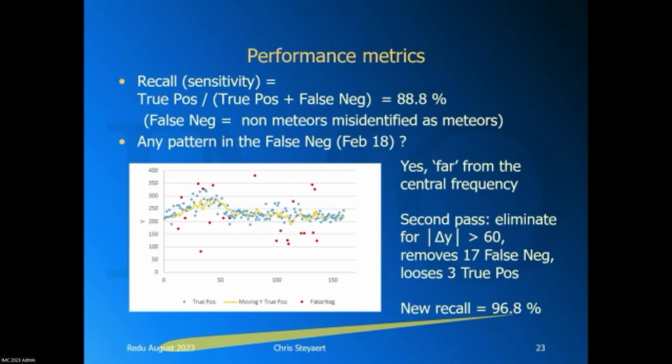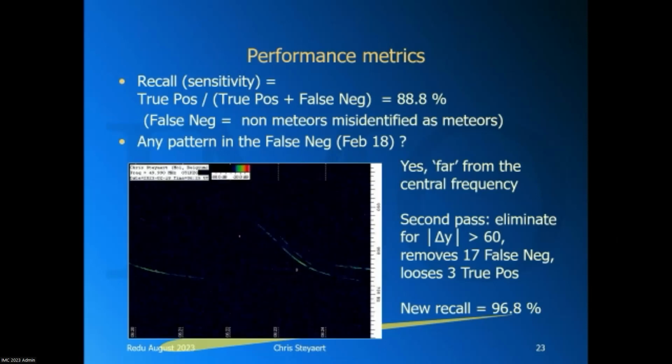If I do that, I come up with a new recall of 96 point something percent, which is really good. Even after that, the ones that are still remaining are like this, this tiny blob, which then gets removed. So it was, after all, not a problem at all.